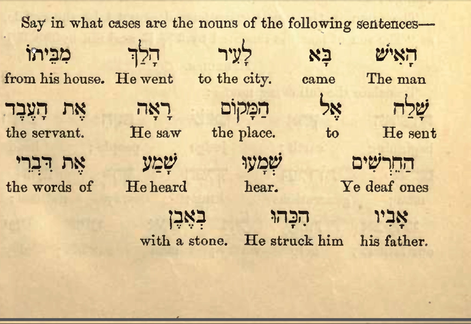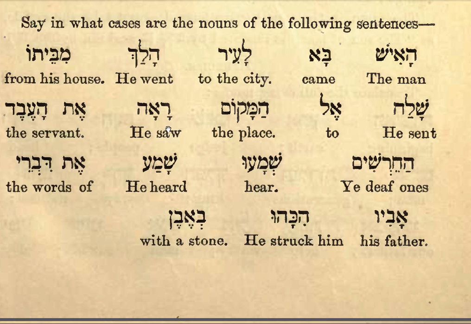And mi beto, it's possessive. His house. Shalach. He sent. So this is going to be giving. El ham-makom. To the place. So it's dative. The case of giving.